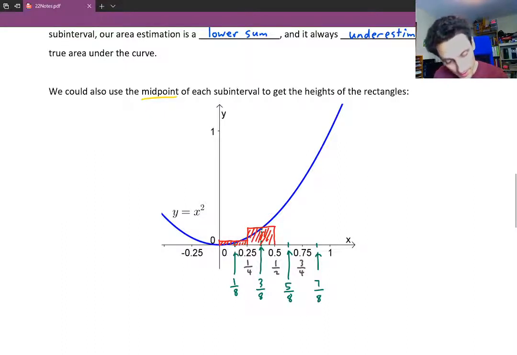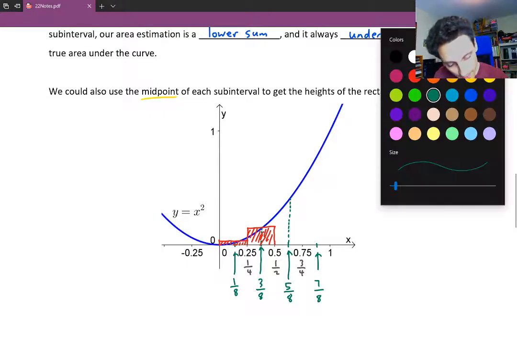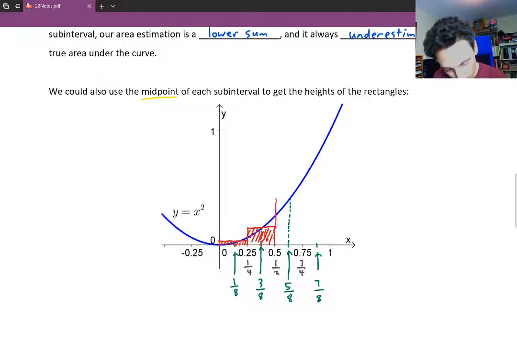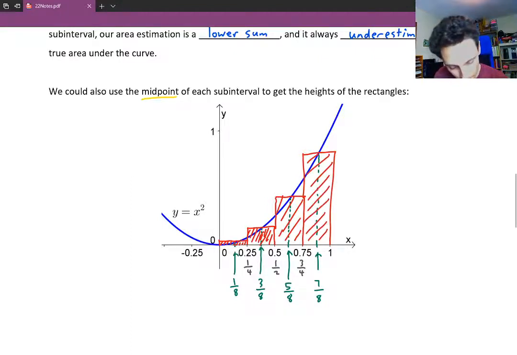Okay, and then we're going to take the next midpoint, plug it into the function to get the height of the third rectangle. And then the last rectangle. Take the midpoint, plug it in. And it gives you the height of the last rectangle. There we go. So we have it visually drawn. Let's do the calculations down below.